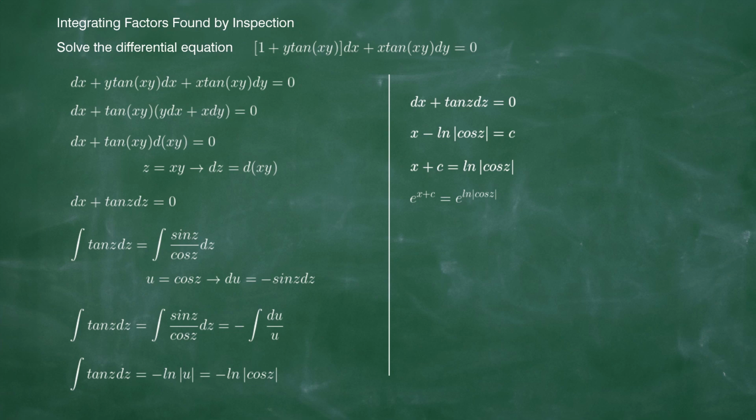From the law of exponents, we know that e to the x plus c is just e to the x times e to the c, and e to the ln of cosine z is equal to cosine z. And e to the c is just a constant c, so we have c times e to the x equals cosine z. And substituting z, which is xy, we have our final answer: c e to the x equals cosine of xy.